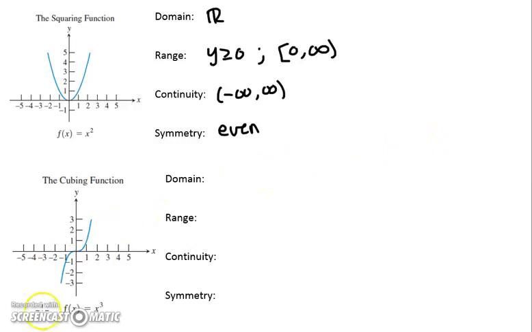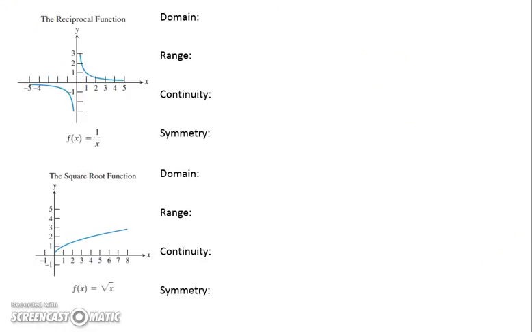Cubic function, so f of x equals x to the third. Domain, all real numbers. Range, all real numbers. It's going to be continuous from negative infinity to infinity, and this is an odd function. So all these things for these 12 functions you are going to need to know.